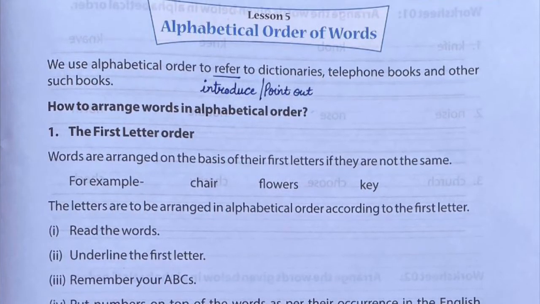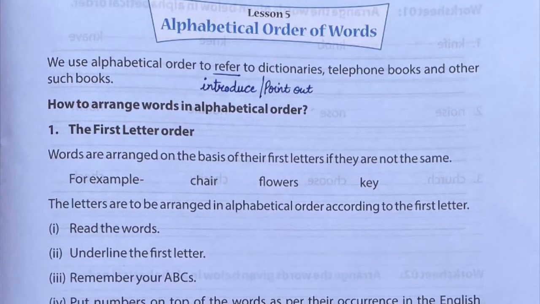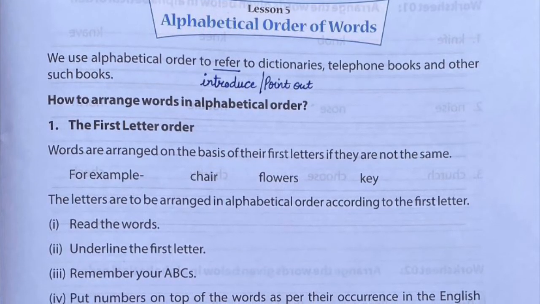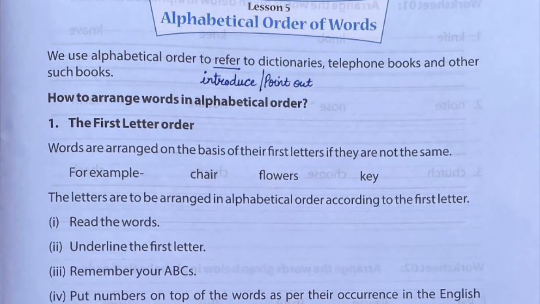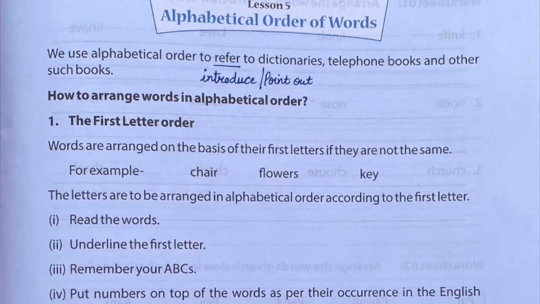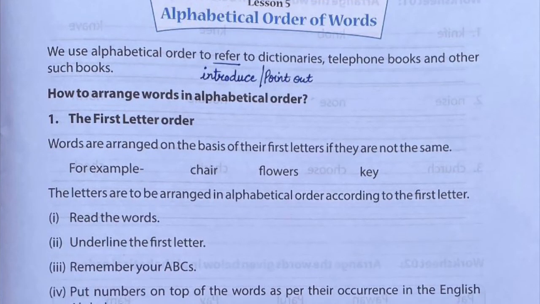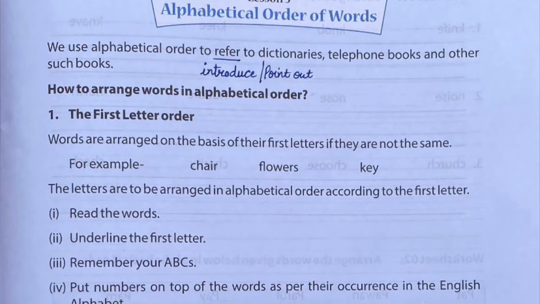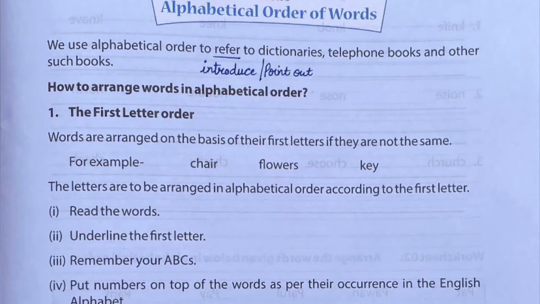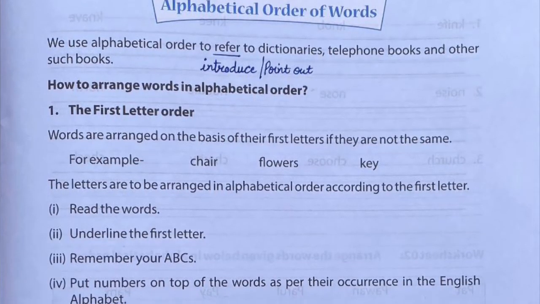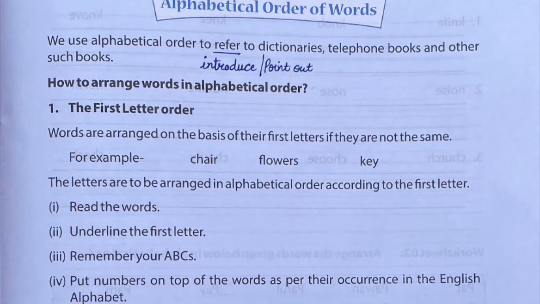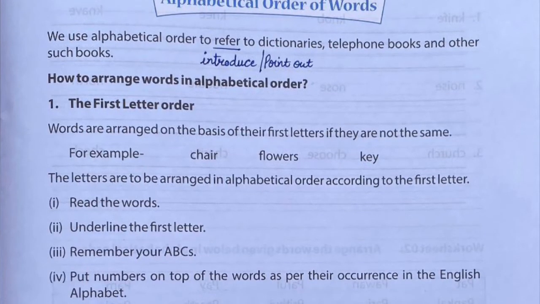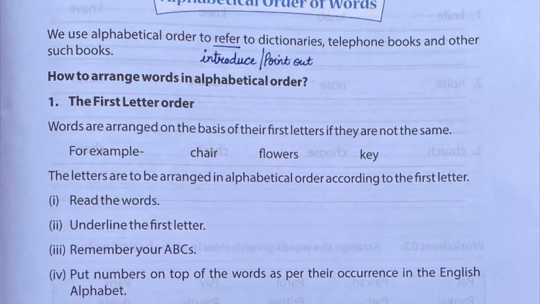First of all, we are going to discuss the first letter order. Okay, so during the first letter order, we have to keep in mind some of the points which we are going to read now, and it is very easy. Okay, words are arranged on the basis of their first letter if they are not the same. In the first letter order, it is very easy because here we only have to keep in mind the first letter. The first letter will be different for all the words, and we have to arrange them according to the alphabet.